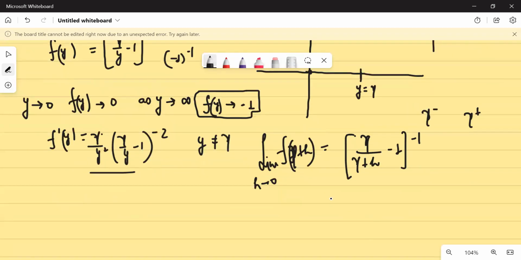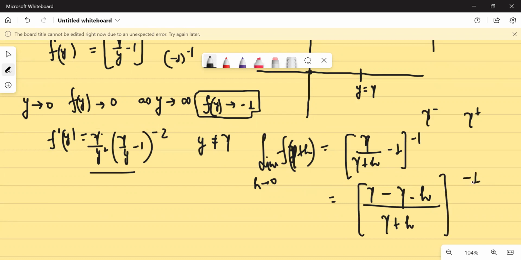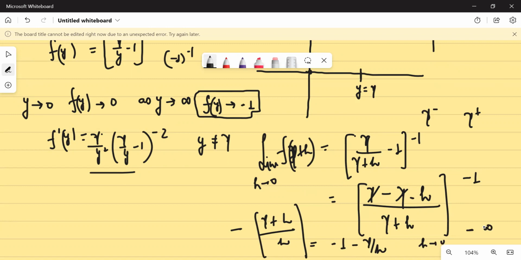Okay, now if I do so, what would I get? I would get gamma minus h upon gamma plus h whole square. Sorry, gamma plus h to the power minus 1. Is that clear? So this will get cancelled. And this will give me gamma plus h upon gamma, and there is a negative because of the minus 1. So it will become 1 minus gamma by h, minus gamma by h. So as h tends to 0, this will go towards minus infinity. Is that clear?